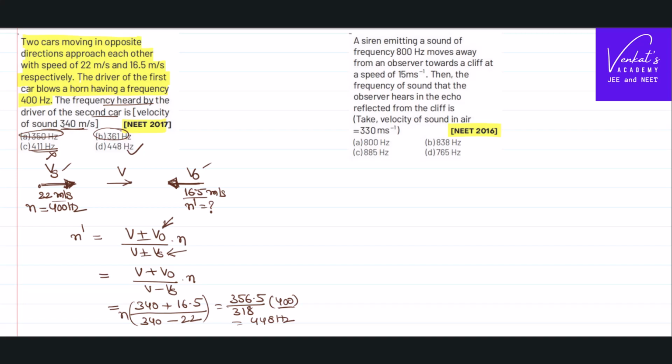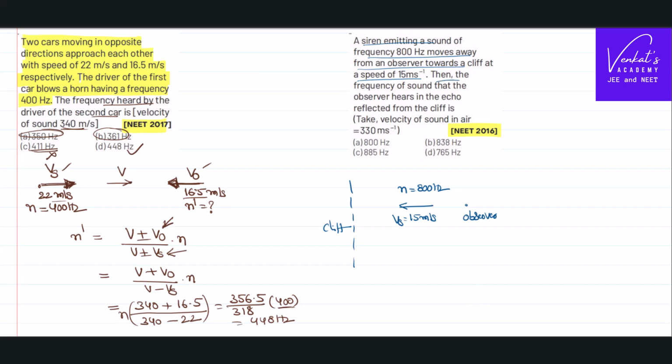Let's have a look at this second problem. It says, a siren emitting a sound of frequency 800 Hz moves away from the observer towards a cliff at a speed of 15 meter per second, right? So there is an observer. A siren is emitting a natural frequency of 800 Hz, moving with a speed of 15 meter per second towards a cliff. This is the cliff, like a wall.